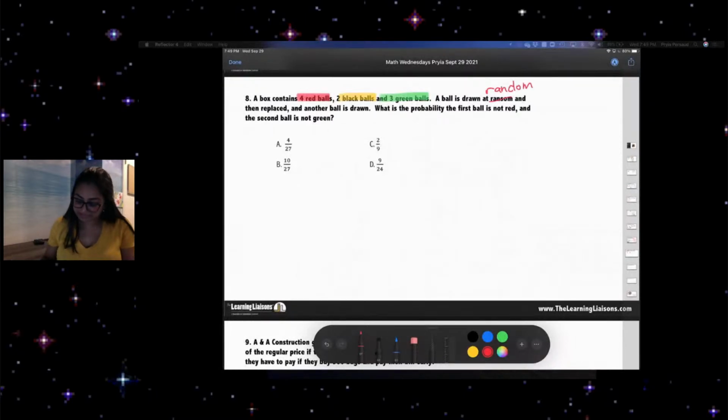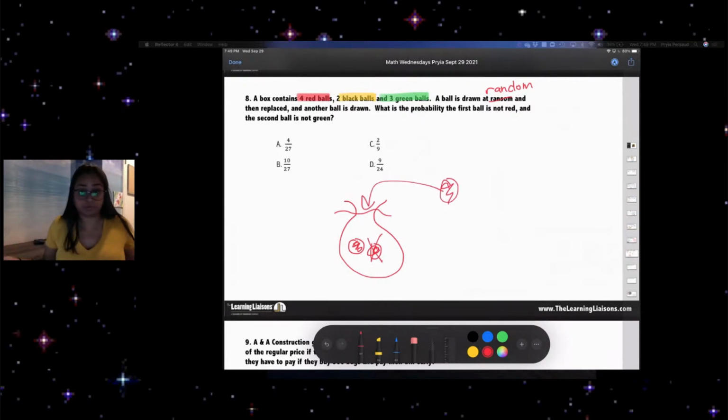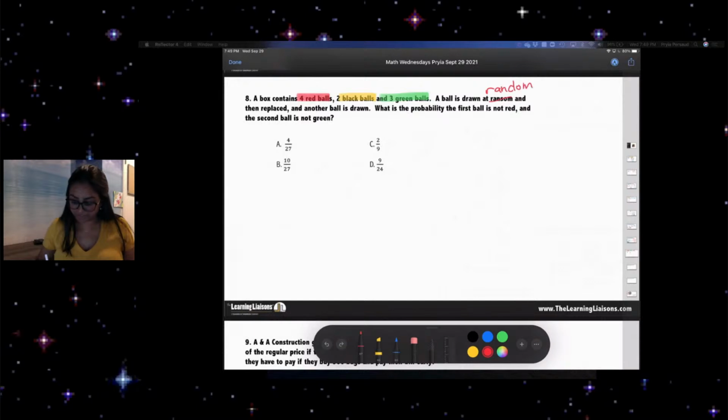and then placed back, and another ball is drawn. So what's happening with our balls? It sounds like when you take something out, you put it back. So if I start with 2, let's draw a bag. Here's our bag, right? If I take this one out, and it comes out here, I'm going to put it back in, and we're going to have what we started with. So essentially, nothing's really changing, right?